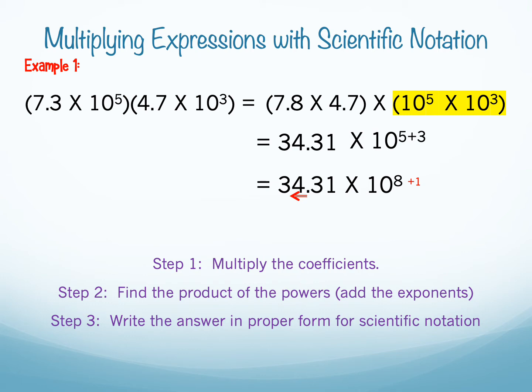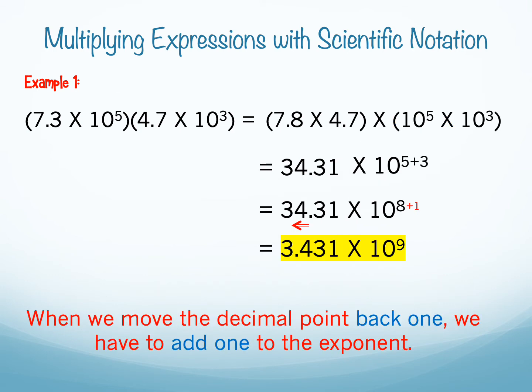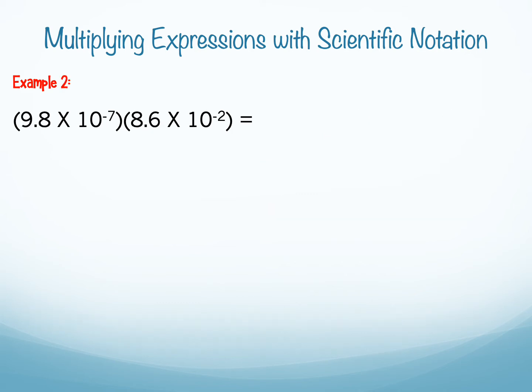Notice that we must move the decimal point back one place. Because we move it back one place, we add 1 to the exponent. And the final answer is 3.431 times 10 to the ninth power. When we move the decimal point back 1, we have to add 1 to the exponent. In example 2, we'll do the same thing.